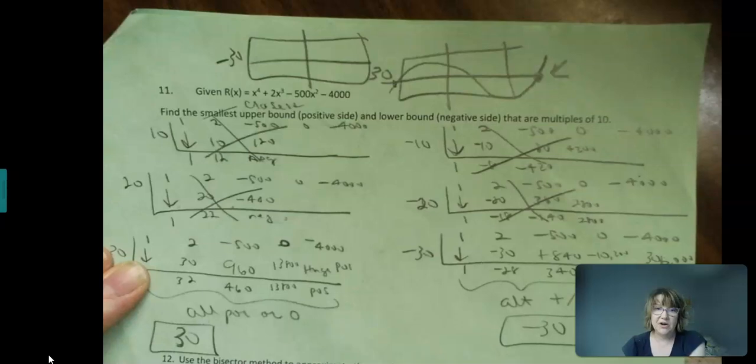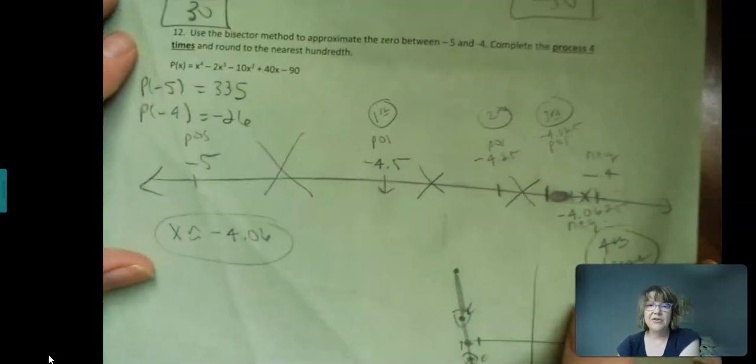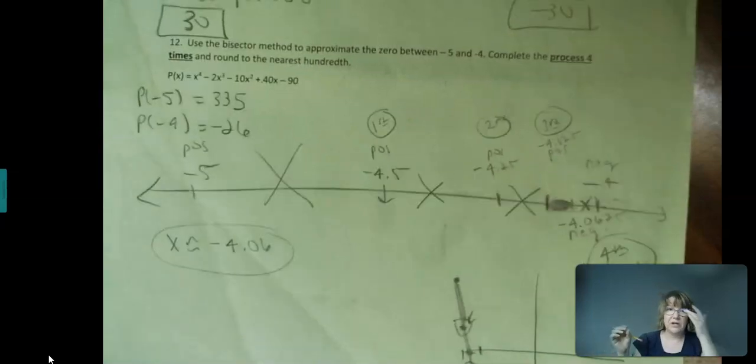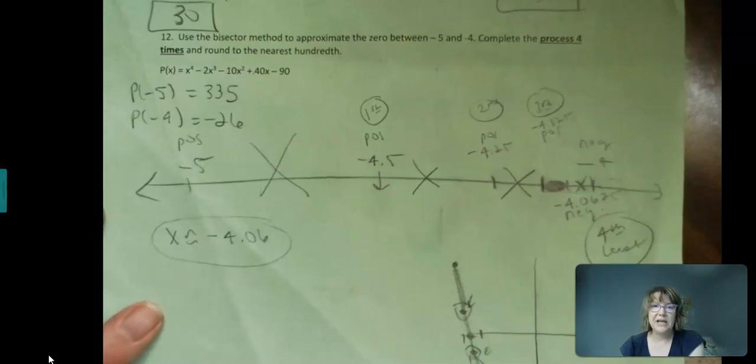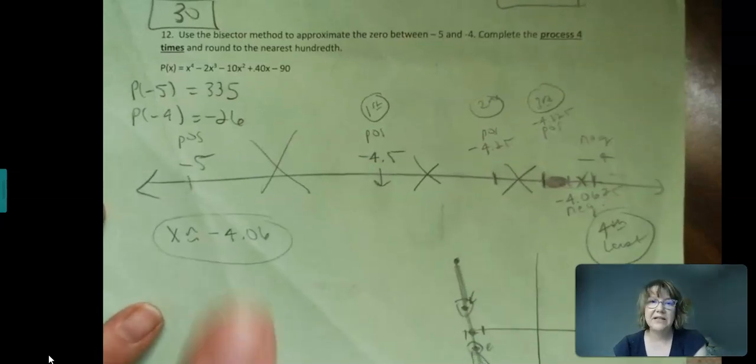That will be extra credit on our test, in our online pre-calc test. Another thing is one of our labs was on the bisector method. This is going to be an extra credit option as well on our test if you're in my class.